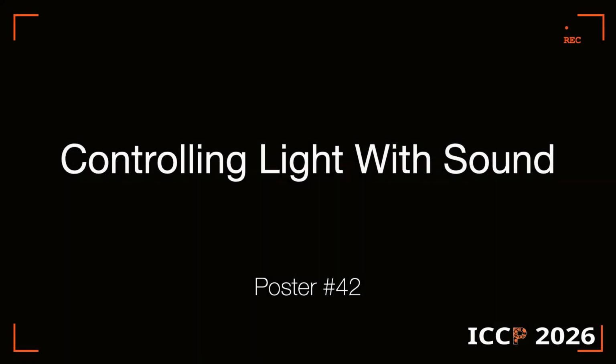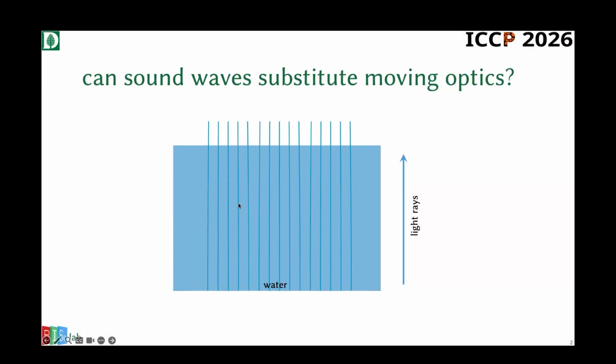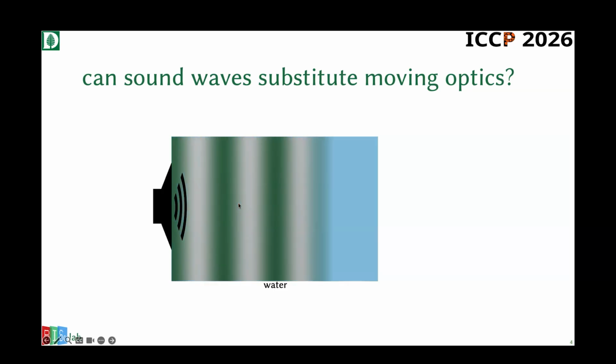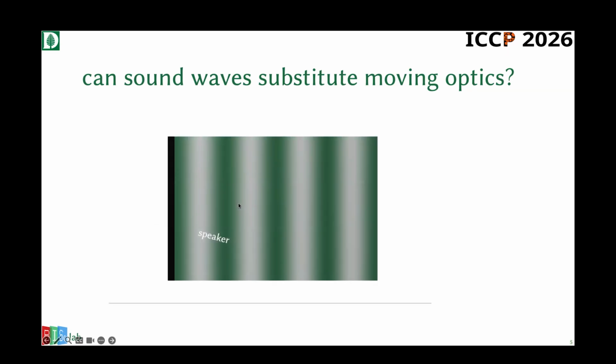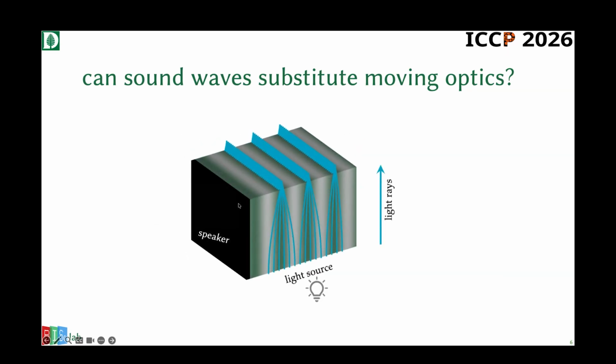Controlling light with sound: a way to use sound waves in place of traditional optical components. When light enters water, it just travels straight, which is not something very interesting, at least as of now. But when sound is played in water, it creates pressure change leading to a continuously varying refractive index field. In 3D, the field would look something like this. But when you pass light through it, this is where things get interesting.